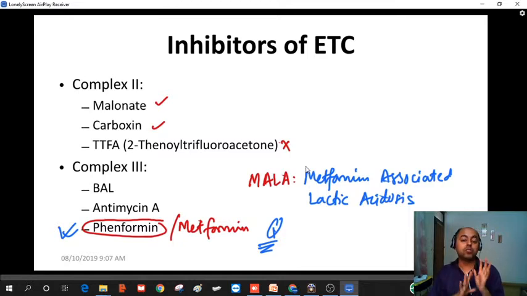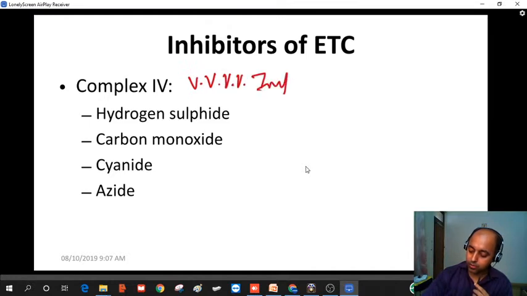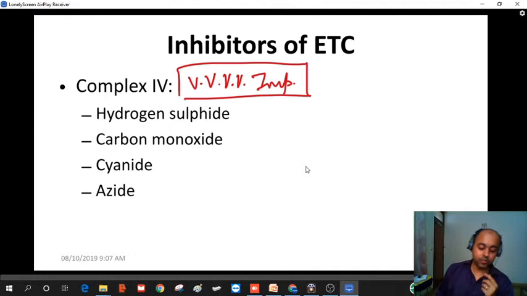However, by far the most important is the list of inhibitors of complex 4. Sorry, not complex 5, complex 4. Very, very, very important. Most important being cyanide and carbon monoxide, very frequently asked, about 8 to 10 times in the different exams. So you must remember that carbon monoxide and cyanide are inhibitors of complex 4.